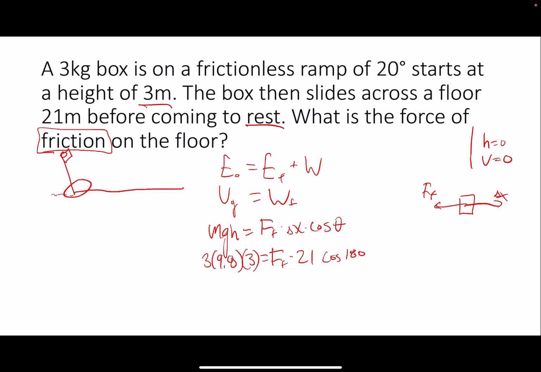So 9 times 9.8, 88.2 equals frictional force times negative 21. So let's divide by negative 21, and we get frictional force is equal to negative 4.2, which makes sense that it's negative because the frictional force is to the left.